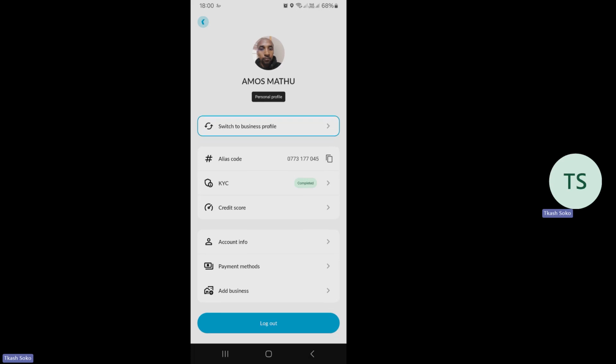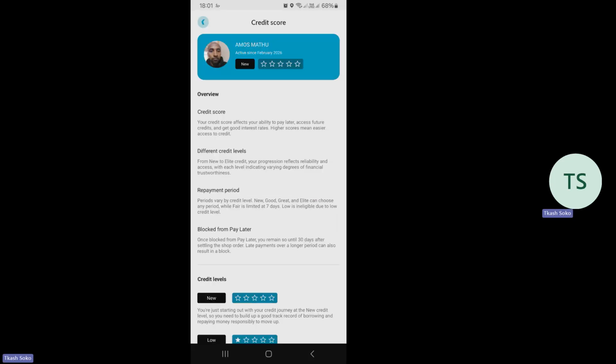I have the option of seeing the credit score, and that is the option that I want us to go to, the credit score option. When you touch the credit score option, unaona that this person, Amos, has been active since February 2026. And of course, you can be able to see what the credit score is all about. So the credit score is what affects the ability to pay later and access future credits with good interest rates. So what does that mean?